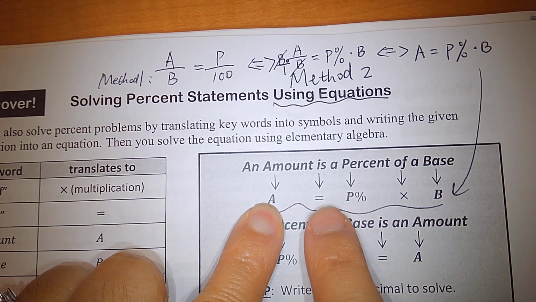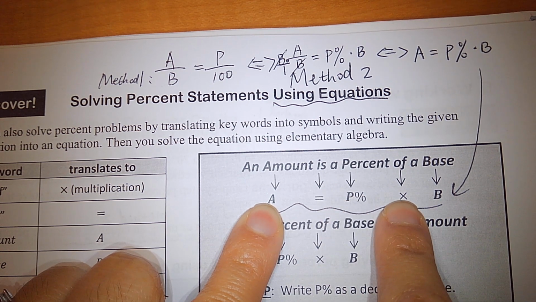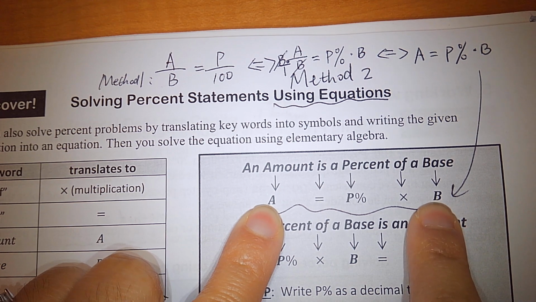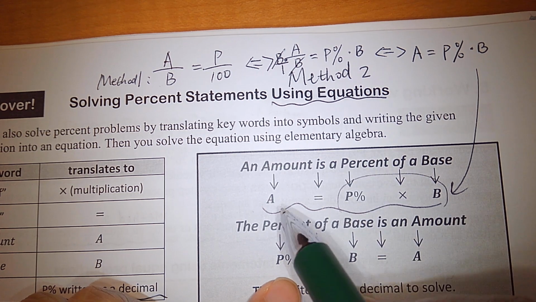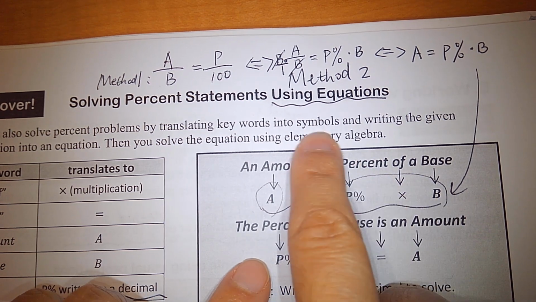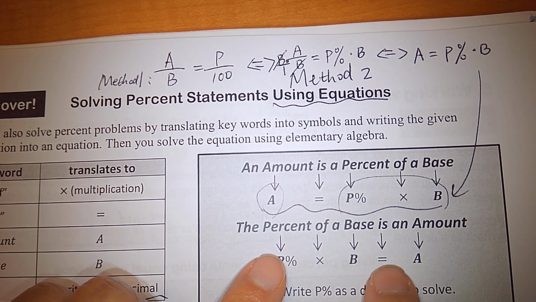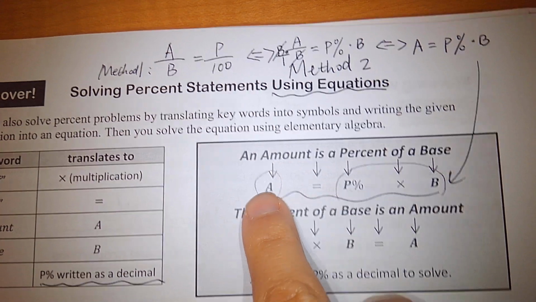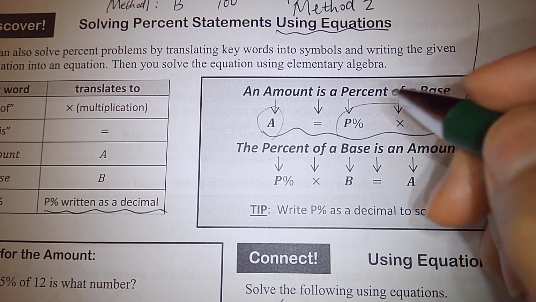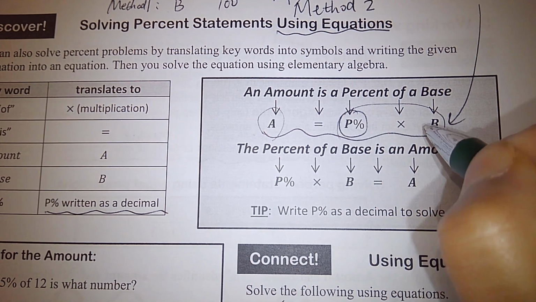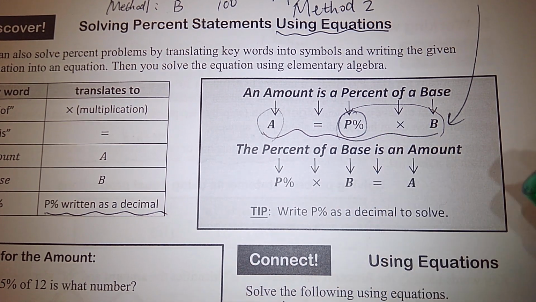So amount A equals P% times, this is X, means times, the base B. Well, this equation, they just interchange the sides, so they get P% times B equals A, okay? So I would say these two equations are the same thing. You just need to remember one equation: A equals P% as a decimal number times base B. All right, so this is the second method, the equation.